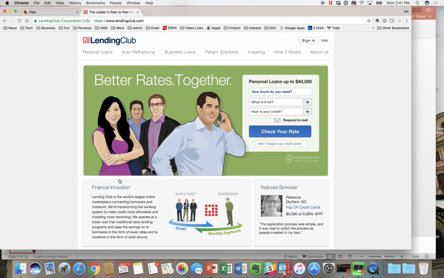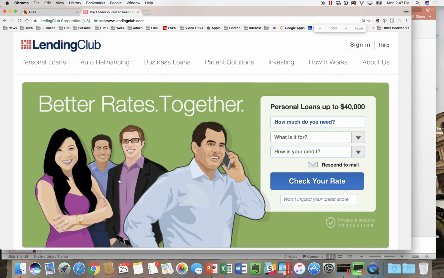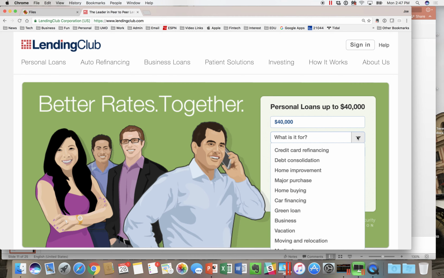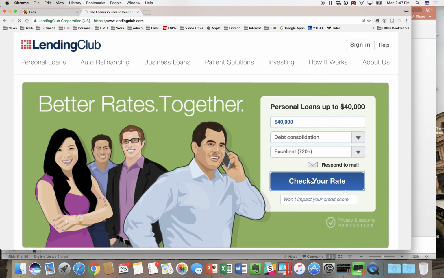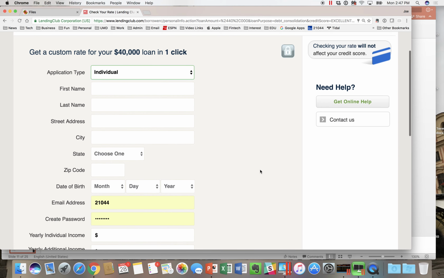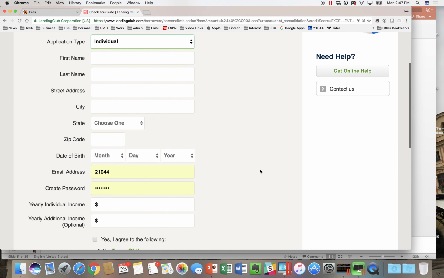So I work with banks, as I said. So I actually decided to try this out to see if it worked as some competitive intelligence for the banks. So here's the deal. You go to this. It used to be $35,000. Now it's $40,000. So I want $40,000. I want to do debt consolidation. I have good credit. Check your rate. This is the entire application.